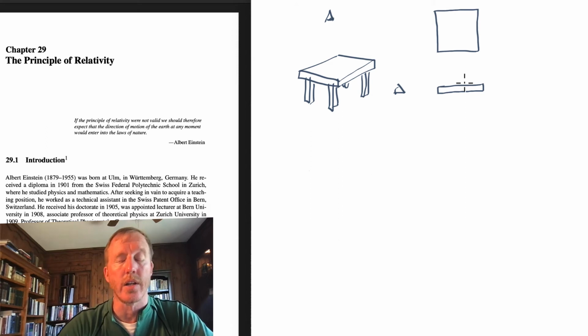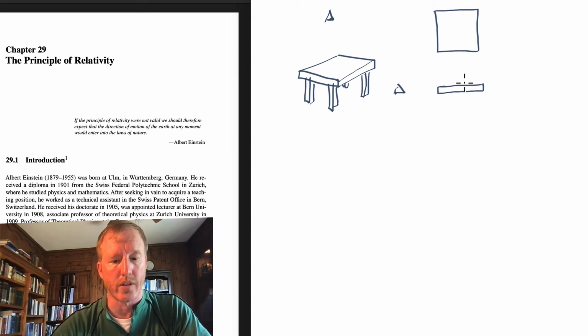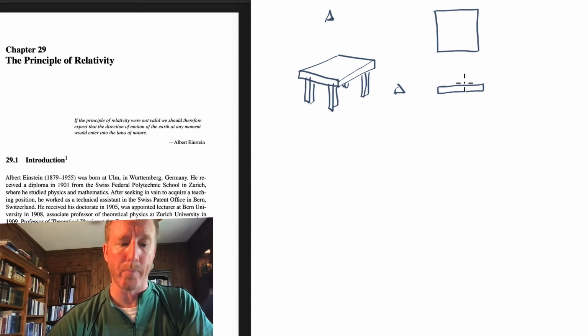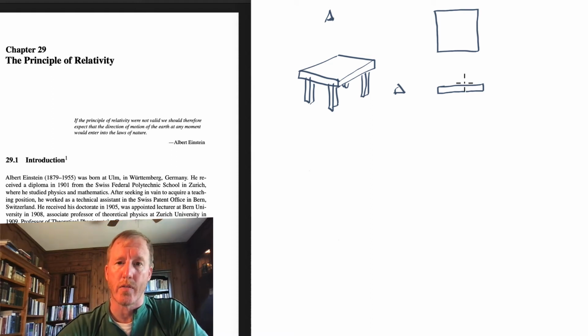This is really non-controversial. It was a point that was made, for example, by Descartes in the 17th century in his Meditations on First Philosophy. So the question that you might ask is, which of these two observations, the tabletop being square or the tabletop being a rectangle, is correct? Well, of course, the answer is both. Both are correct.